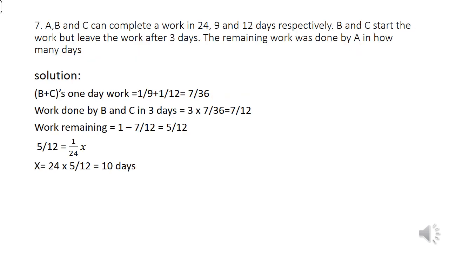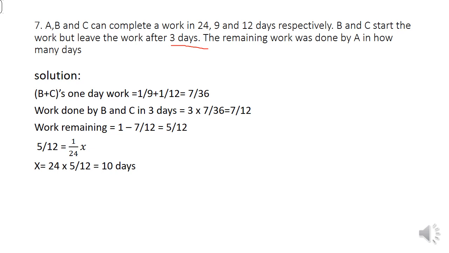In this question, they given the time taken by A, B and C to complete the work. But initially, B and C started the work, but they left after 3 days. The remaining work was done by A. So in how many days A completed the work? We have to find out in how many days A completed. So we have firstly B and C started the work. So we have to find the work done by B and C in 3 days.